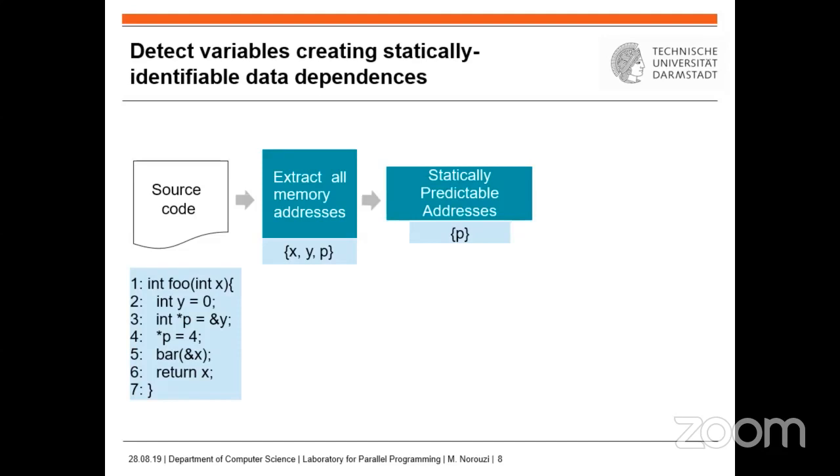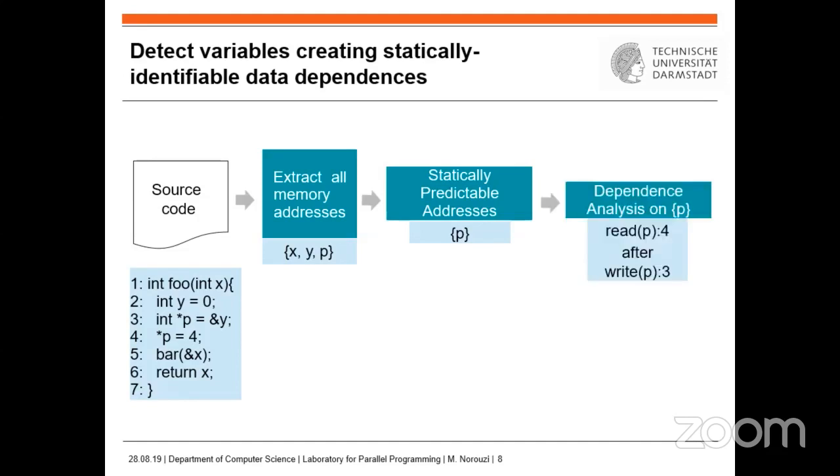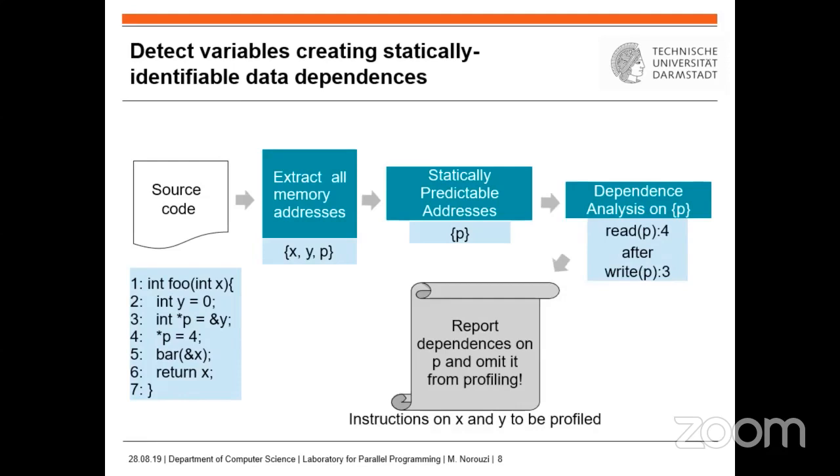The next step is to retrieve the dependencies for our statically predictable addresses. We see that there is a read after write dependence since p is read on line 4 and written on line 3. Finally, we report the found dependencies and omit their instructions from profiling. Again, note that because we can't statically predict all dependencies on y and x, we will have to get their dependencies dynamically.